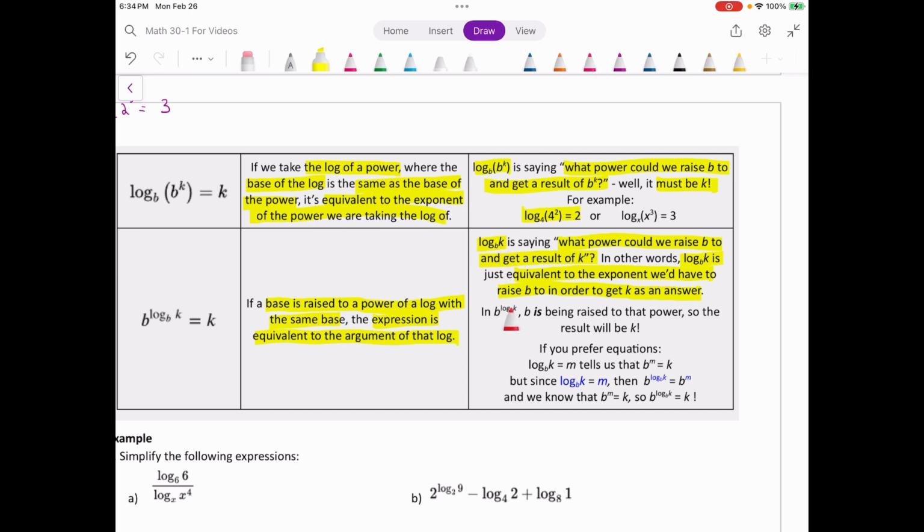Well, if that's equivalent to that, log base b of k is the number that we would have to raise b to get an answer of k. And that's exactly what we're doing. We're raising b to that power. We're raising b to the exponent we would have to raise b to in order to get an answer of k, right? So b is being raised to the exponent that we would need to raise b to in order to get an answer of k.